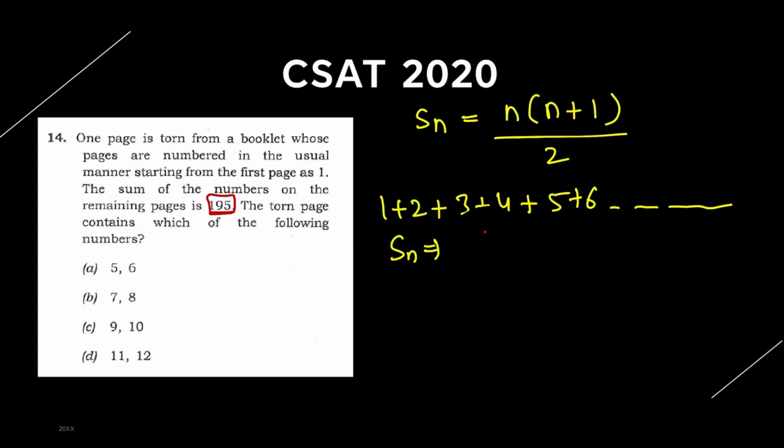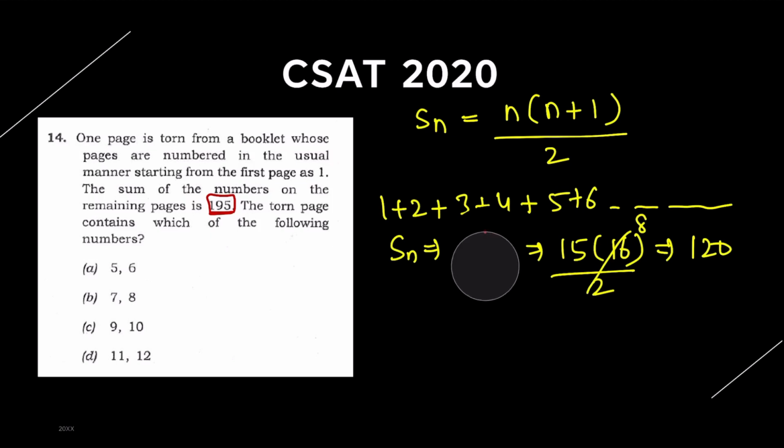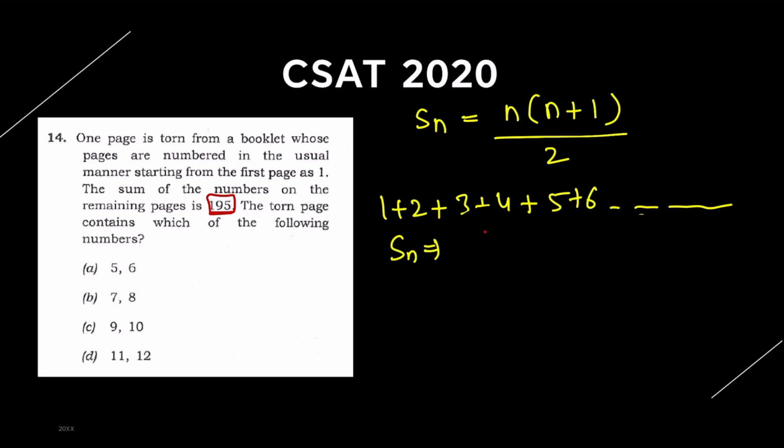Now, by hit and trial, let's say the book has 15 pages. So, 15 times (15 plus 1), 16, by 2, so 15 times 8. This is 120, right? I hope this is clear. The original book has 120 pages' sum, but someone takes some pages out of it, and we are left with 195. Again, not possible. So the book should have more than 15 pages. Let's see.